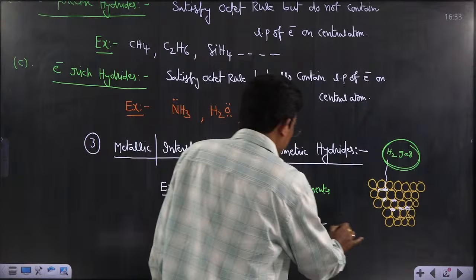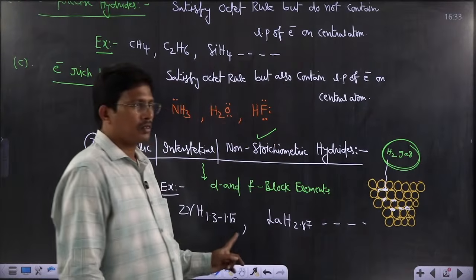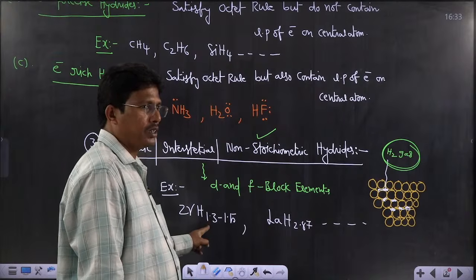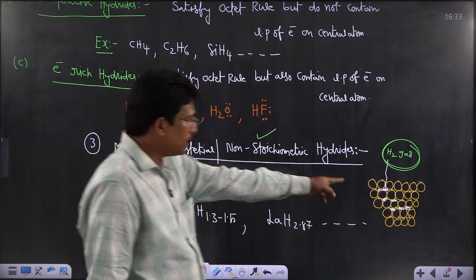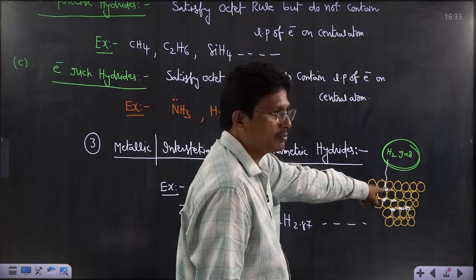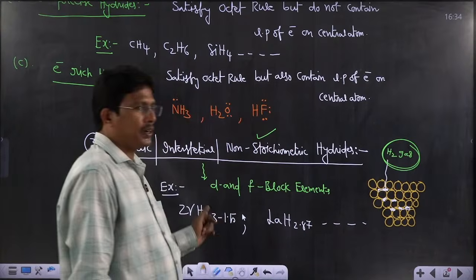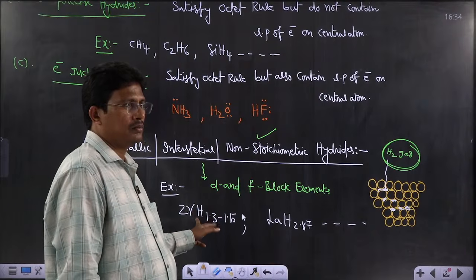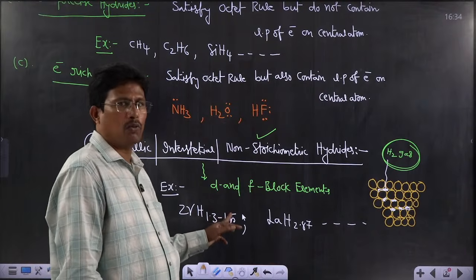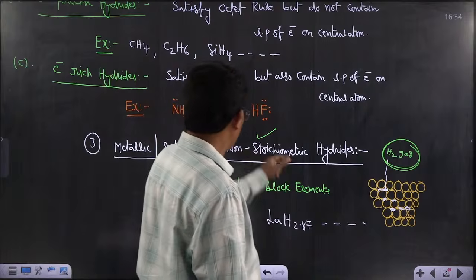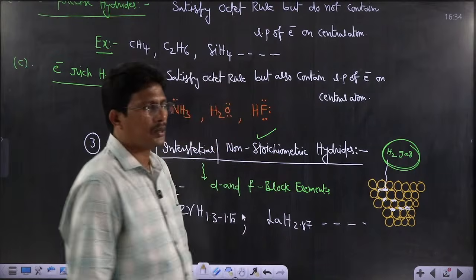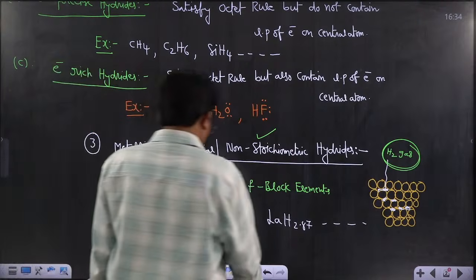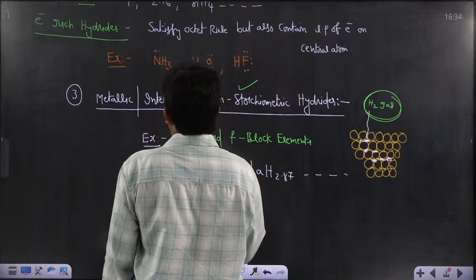In these hydrides, there is no true bond between metal and hydrogen. Based on the vacant space, hydrogen gas is filled. No bond is formed between hydrogen and metal. Only van der Waals forces will exist. That's why this type of hydrides are called non-stoichiometric hydrides. Okay. This is about hydrides, hydrogen.